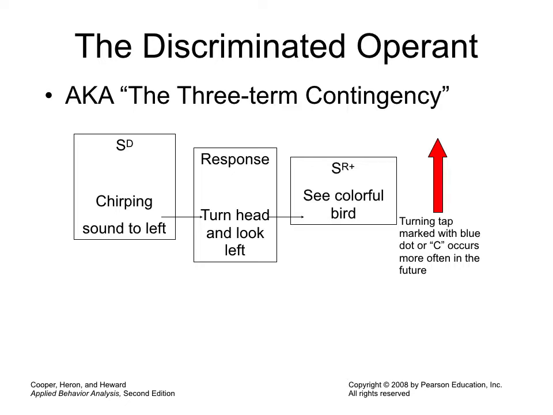The explanation is way too hard, but let's take a look at this example. Assuming that seeing a colorful bird is currently reinforcing and a person has a history of seeing birds more often when looking toward chirping sounds, turning one's head and looking to the left will occur at a higher frequency when the chirping sound is heard, right?